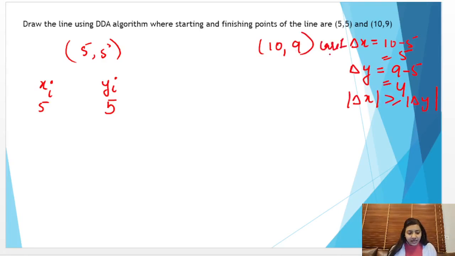So in case 1, what do we do? हम x की वैल्यू को इंक्रीमेंट करते जाते हैं by 1 and y की वैल्यू को निकालने के लिए हम उसमें ऐड कर देते हैं the slope. So the value of slope is change in y upon change in x, that is 4 by 5.